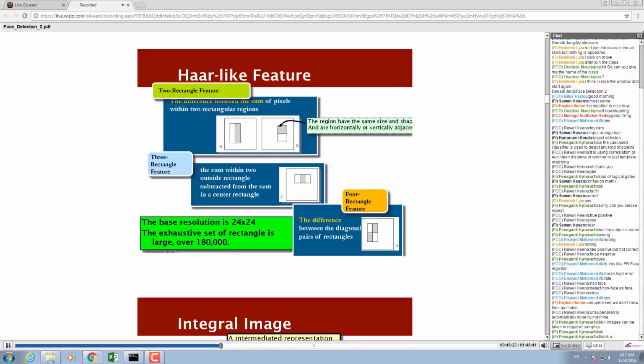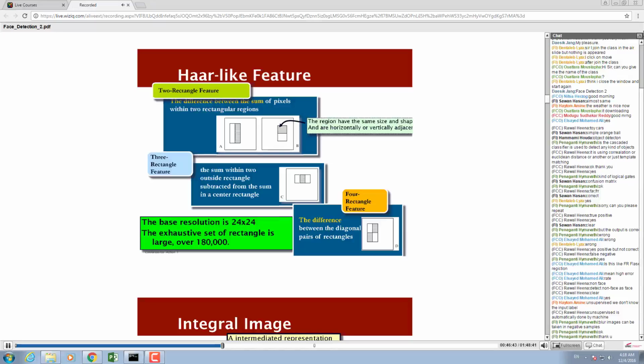Okay. Let me go to the next one. So first of all, let's see what Haar-like features are. If you search for Haar-like feature, you can see many documents and web pages. So it should be very easy to understand. It's not a difficult feature.